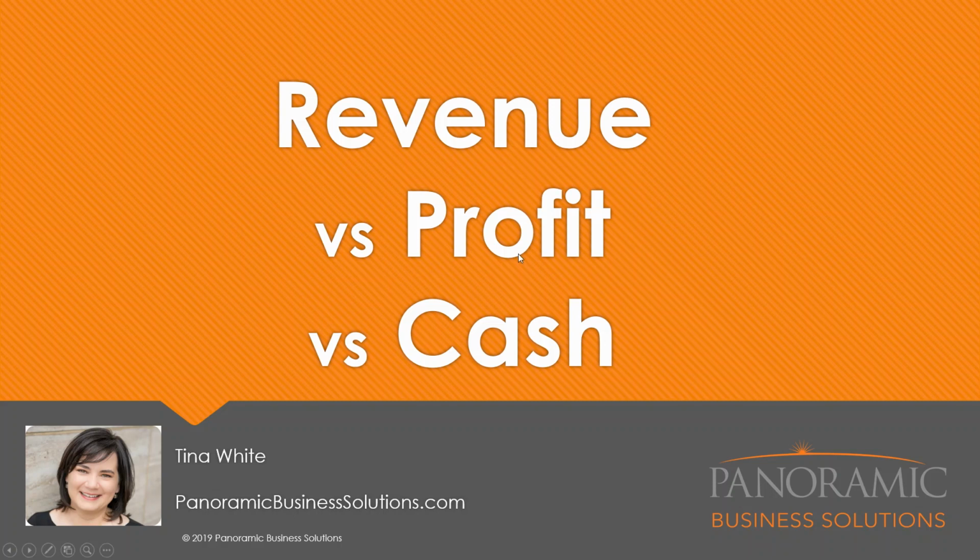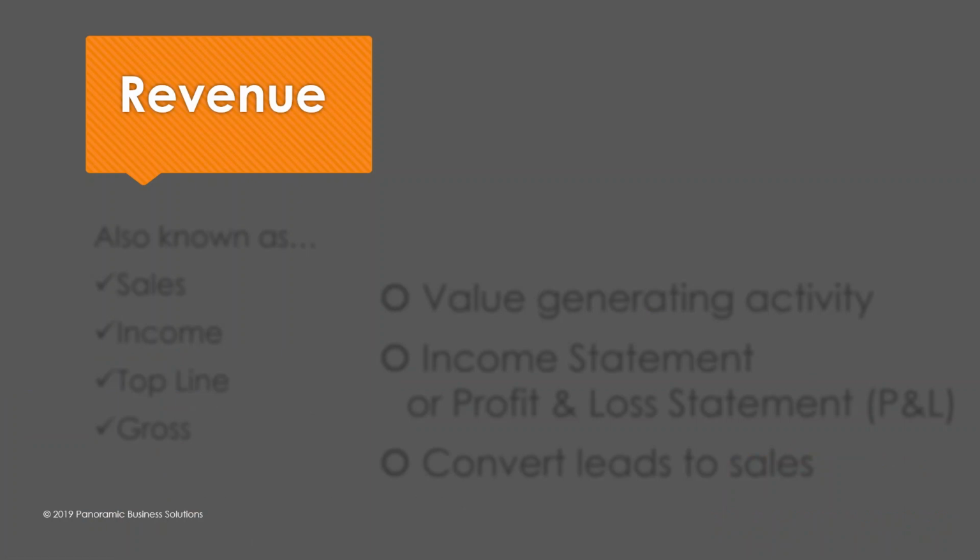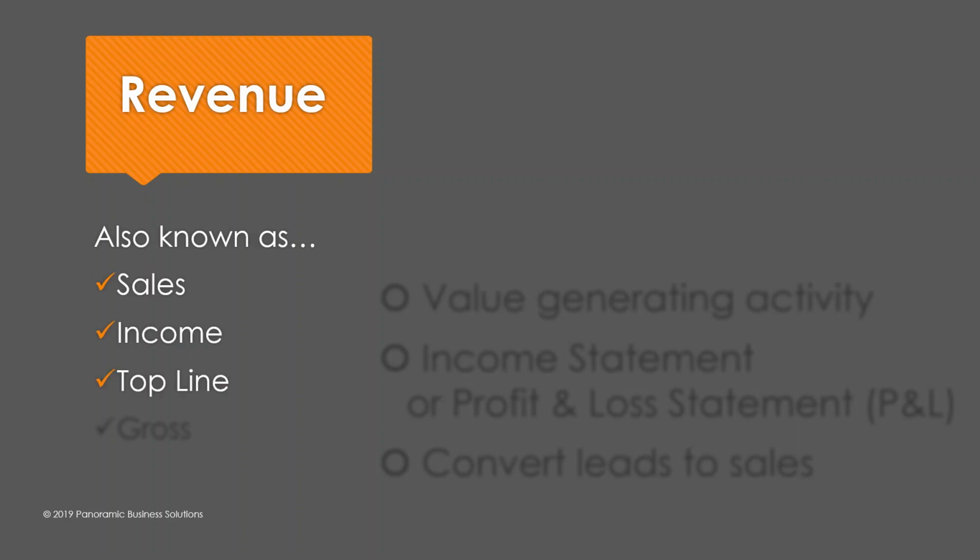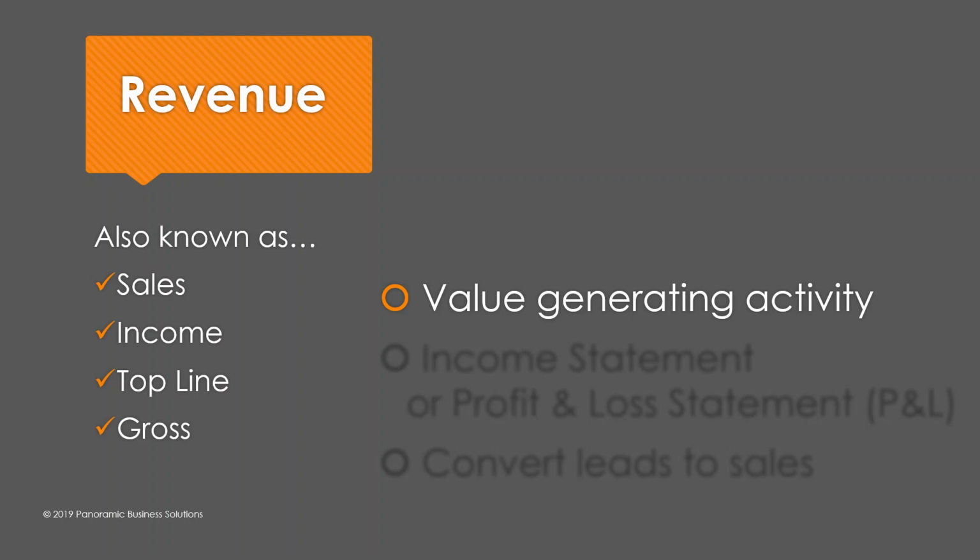The key is growing your revenue, profit, and cash all at the same time by understanding each one and how they all work together. So first, we're going to dive into revenue. Revenue is the money that your business earns from the sale of services. It's the total amount that you charge your customers. It's also referred to as sales, income, top line, and gross. It is the value generating activity that you provide as a service, and then the customer chooses you. They say, yes, here's my money. I want to buy the service from you.